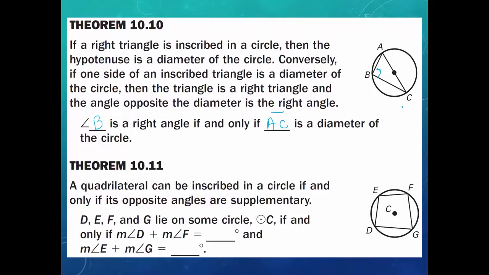Theorem 10.11. A quadrilateral can be inscribed in a circle if and only if its opposite angles are supplementary. Remember, supplementary means two angles that add up to 180 degrees. D, E, F, and G lie on some circle with center C if and only if the measure of angle D plus the measure of angle F is equal to 180 degrees and the measure of angle E plus the measure of angle G is equal to 180 degrees.